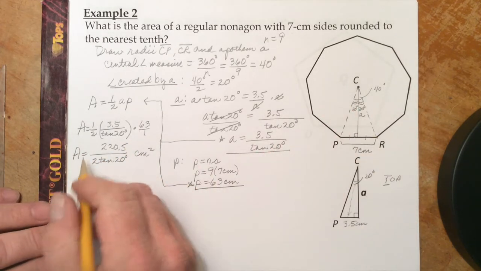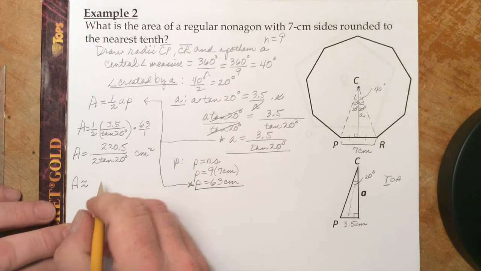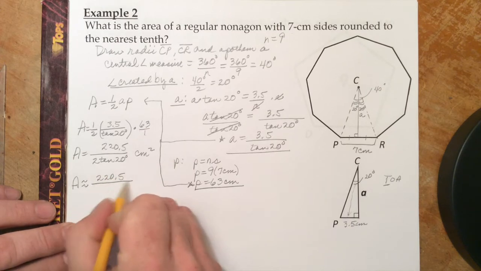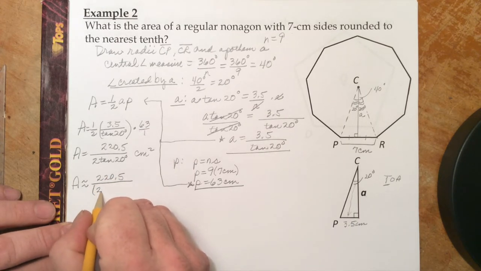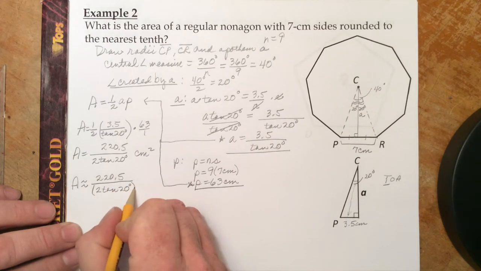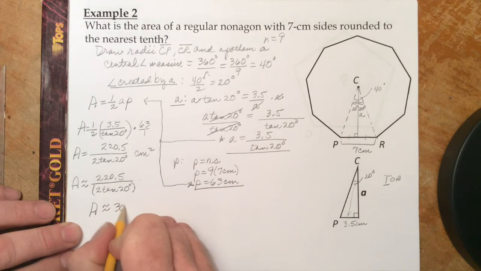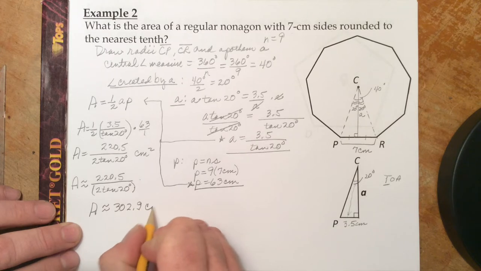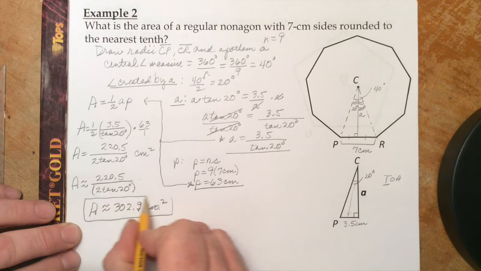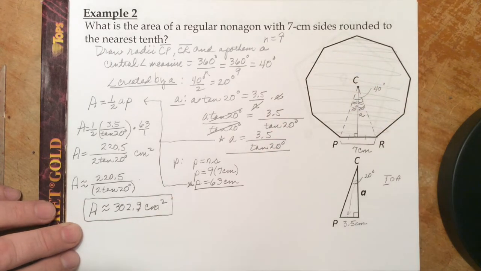They asked us for the approximation rounded to the tenths. So be careful when you use your calculator here. 220.5 divided by, and then you need to use a set of parentheses, 2 times the tangent of 20 degrees in your calculator, close parentheses, and then enter. This will give you approximately 302.9 square centimeters. So there's a little over 300 square centimeters inside the surface of that nonagon.